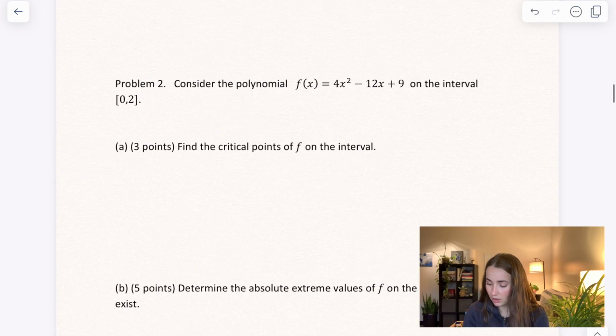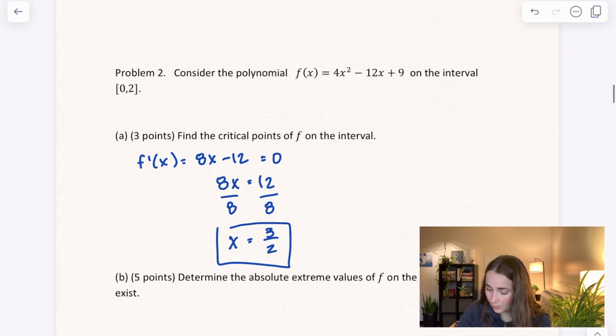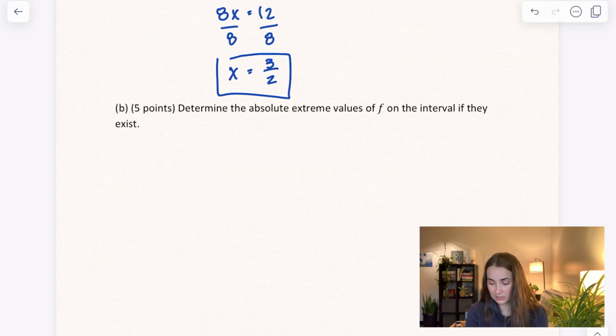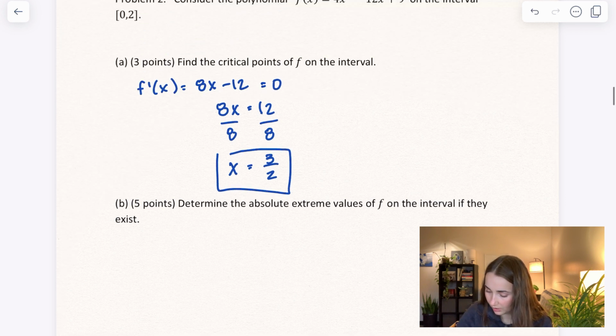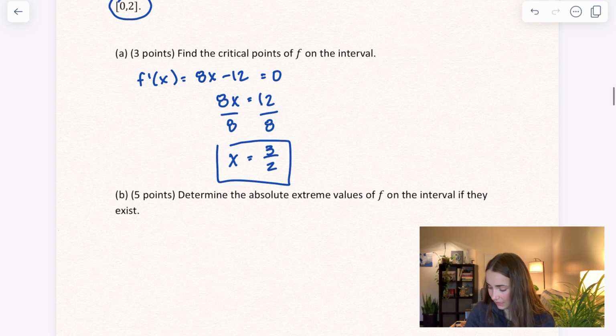Okay, so here we have the polynomial, and we first want to find the critical points of f. So in order to do that, we need to find our first derivative. And we want to set that first derivative equal to 0. So this is the points where a function is neither increasing or decreasing, which is why it's called a critical point. So here we have our critical point. And then part B wants us to find the absolute extremes on the interval. And remember, our interval is going to be right here from 0 to 2. So first, I'm just going to go ahead and set up our number line.